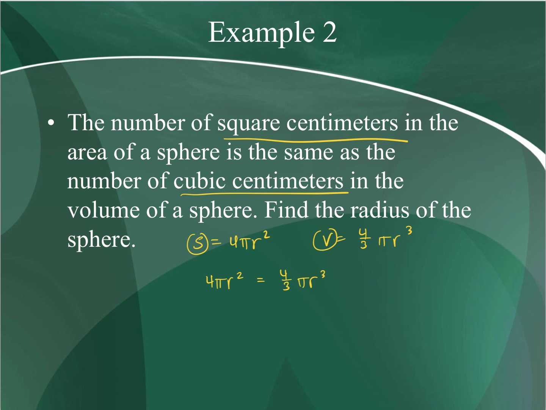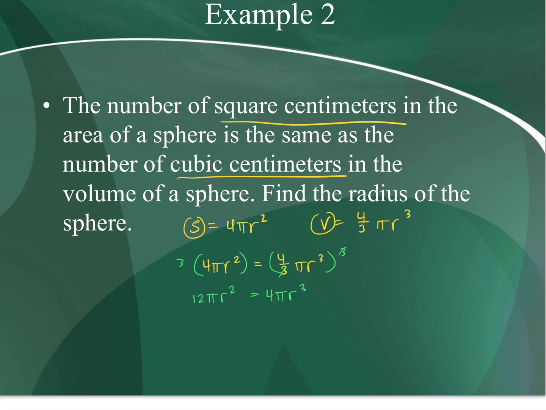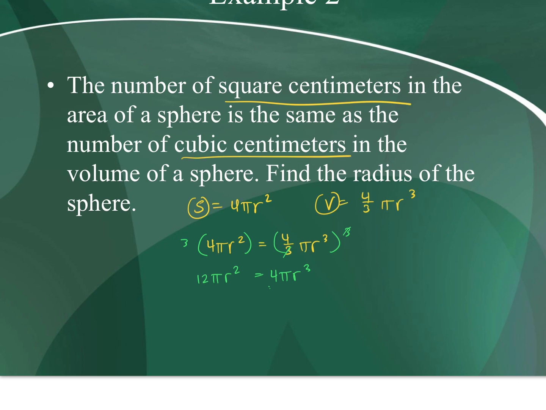To solve this, I just need to solve for r now. I'm going to first multiply everything by 3 so I can get rid of that denominator. So 12 pi r squared is going to equal 4 pi r cubed. At this point, let's start by dividing 4 pi to both sides. Let's divide 4 pi here and 4 pi here. And so we're going to get 3r squared equals r cubed.